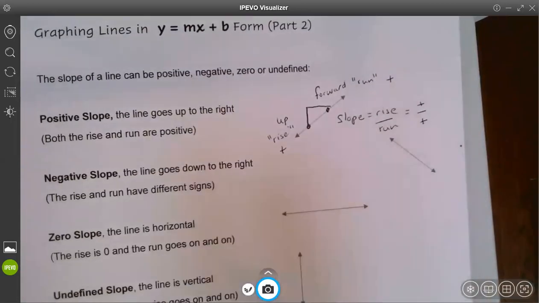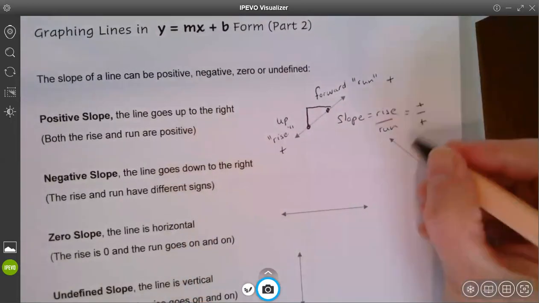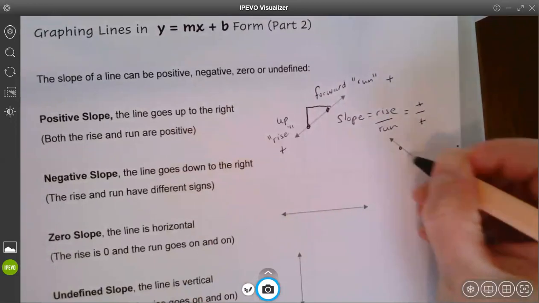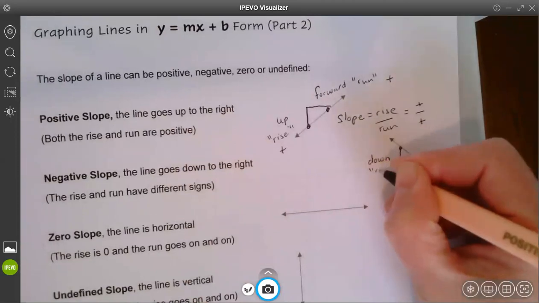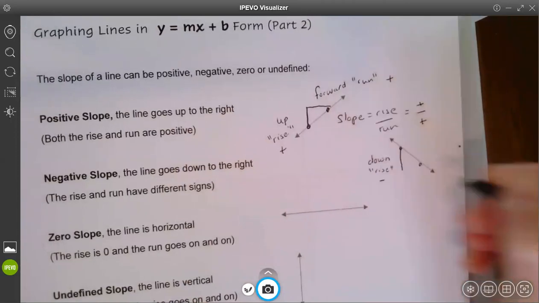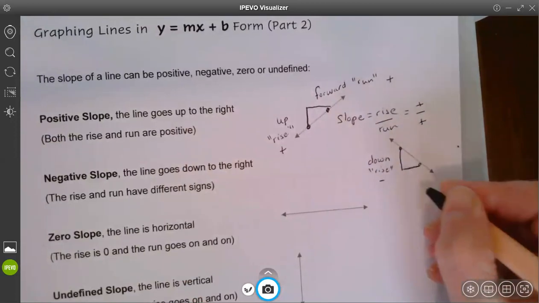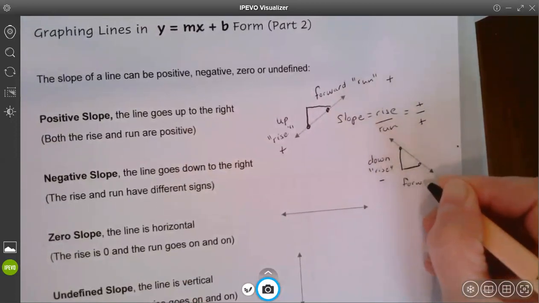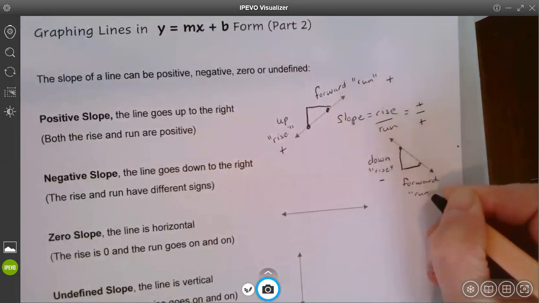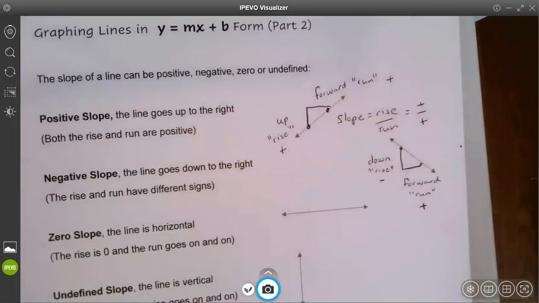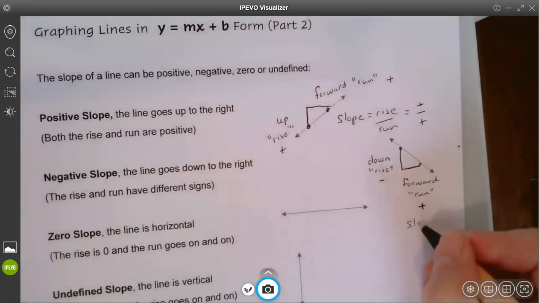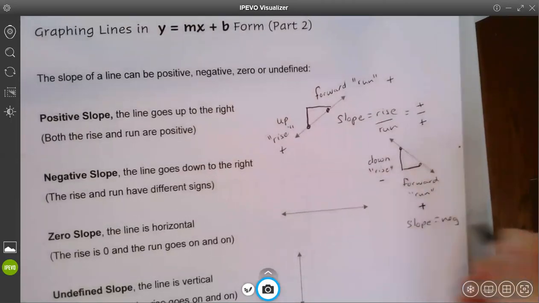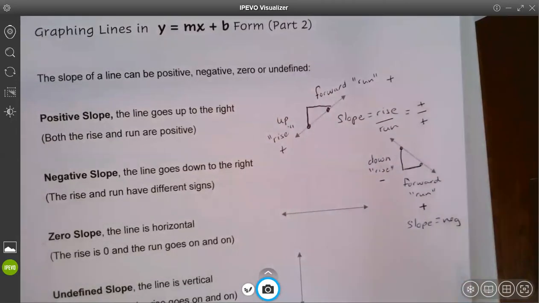A line that has a negative slope is going to go down to the right. So from one point to the next, you would go down. That's your rise, and because I went down, it is negative. Then I went forward, which is my run, and that is positive. So when you input rise over run, which is a negative over a positive, your slope will be negative. A negative slope is always going to be going down to the right.